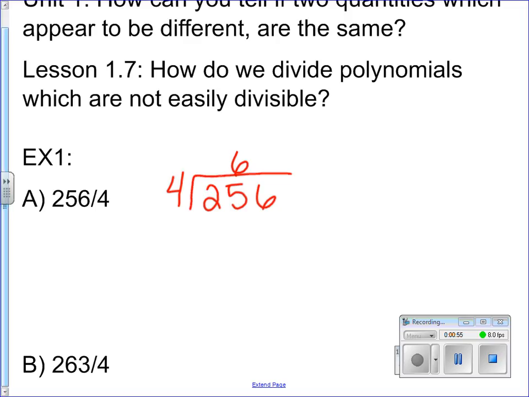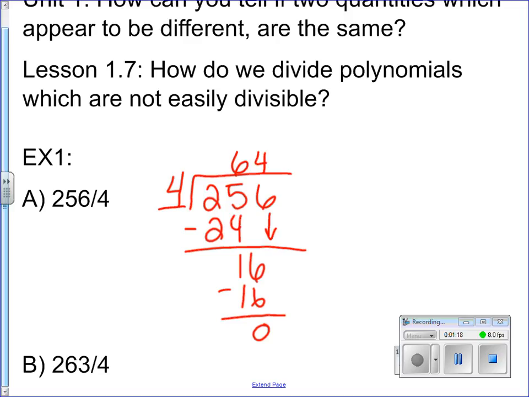So I'm going to multiply that back. I'm going to do 6 times 4, which is 24, and write it underneath here, and then I'm going to subtract. 25 minus 24 is 1. Bring the 6 down. How many times does 4 go into 16? It goes in 4 times. I'm going to write that up there. And I'm going to multiply that back. 4 times 4 is 16. Write it underneath, and I get 0. The number I get here is called my remainder.